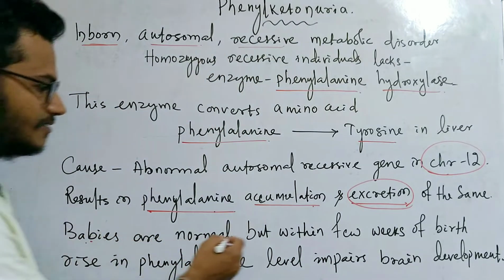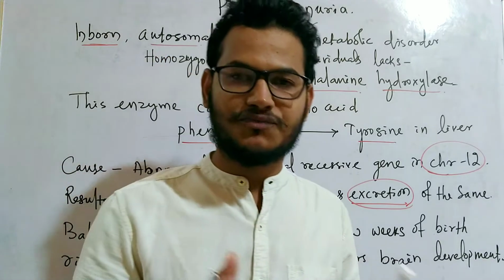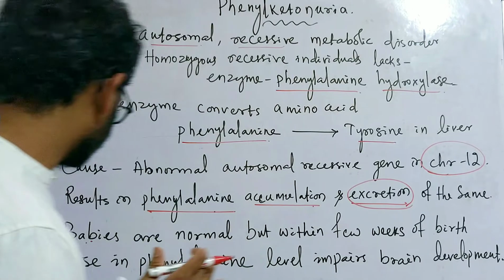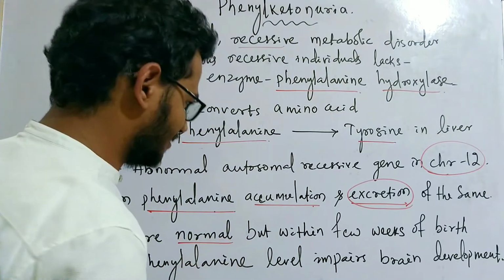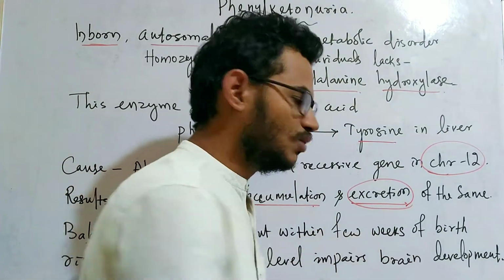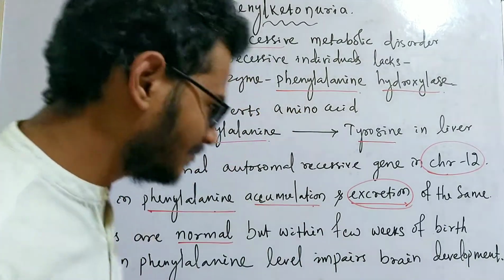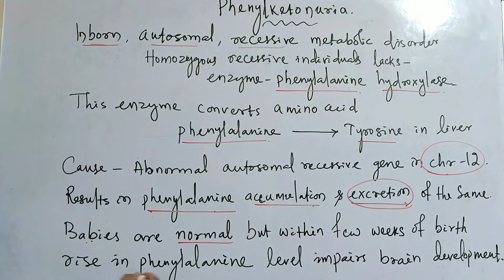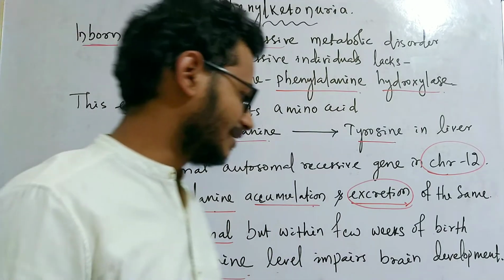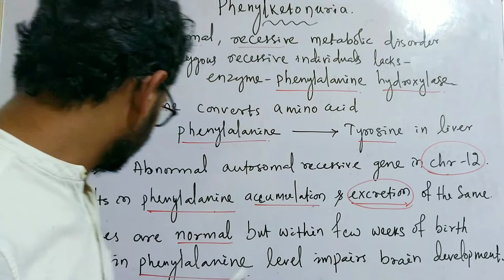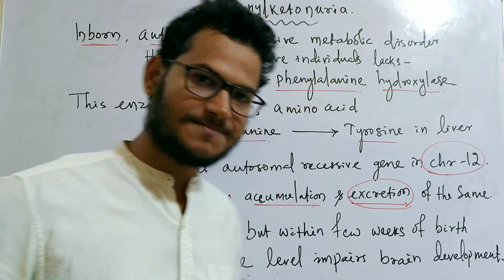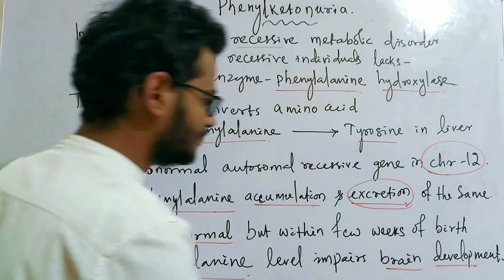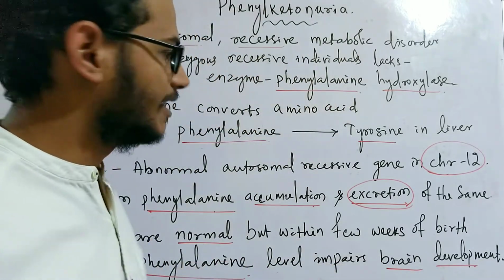Babies are normal when the newborn takes birth, but after a few weeks of development, what happens? The phenylalanine level rises to around 30 to 50 times. That is why the brain development becomes abnormal in such individuals.